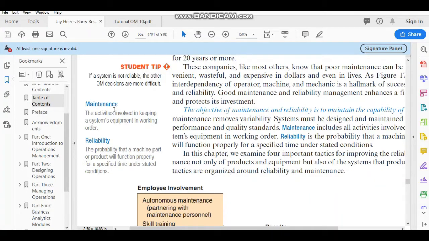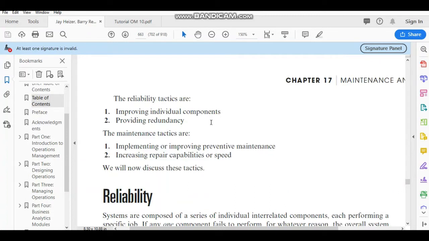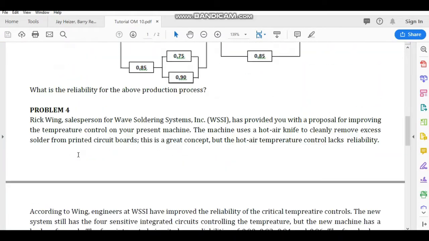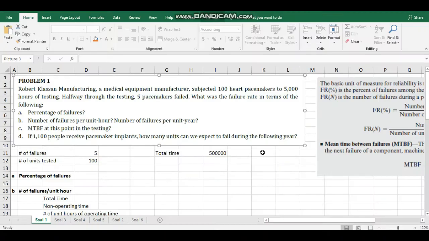And each of them has its own tactics. For reliability, there are two tactics. We could improve individual components, or we could provide redundancy. While for maintenance, we could implement or improve preventive maintenance, or we could increase repair capabilities or speed. So those are the tactics for each of them. And now let's do the problem. We have 6 problems today, and let's start with the first one.